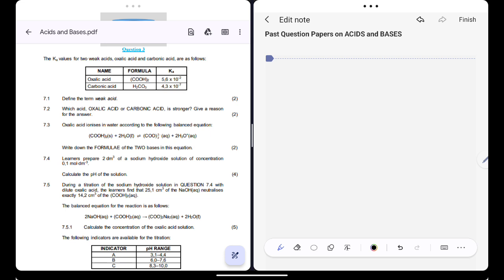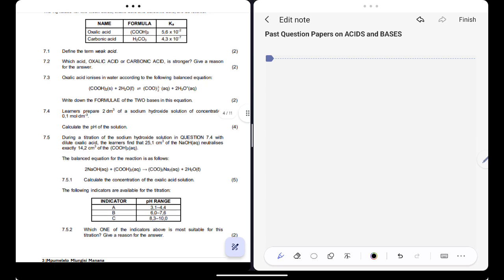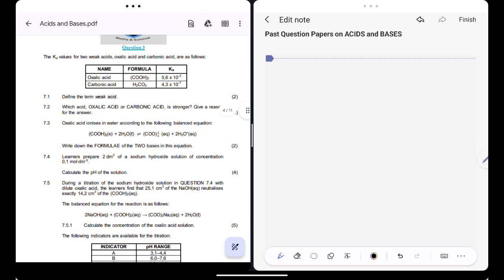Okay. That question, guys, of the promised question papers. We are told that the ionization constant values for two acids, which are oxalic acid and carbonic acid, are as follows. Define the term weak acid. A weak acid is an acid that ionizes partially in water or in a solution. It does not ionize completely. We can say it is an acid that ionizes partially, or incompletely, in water.